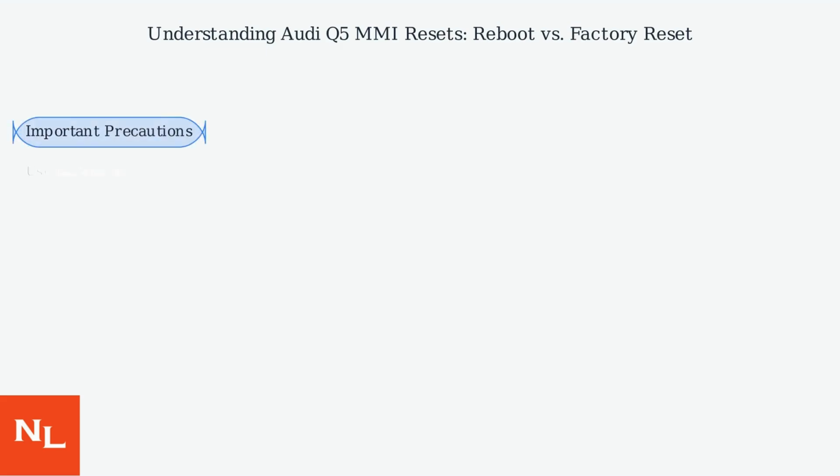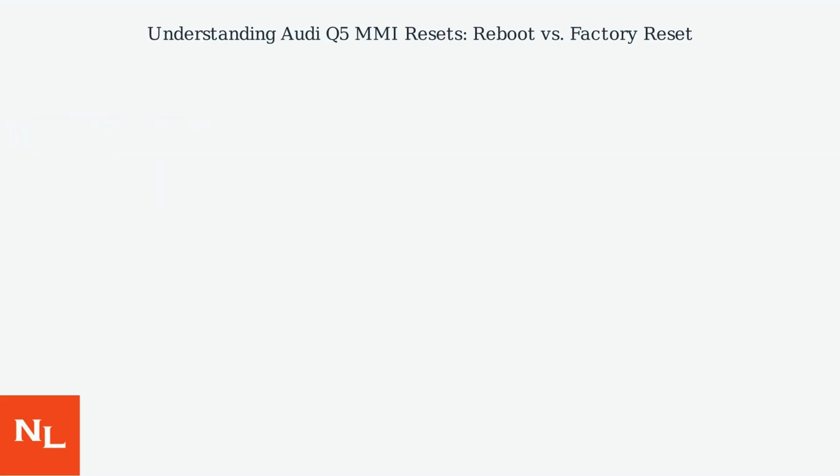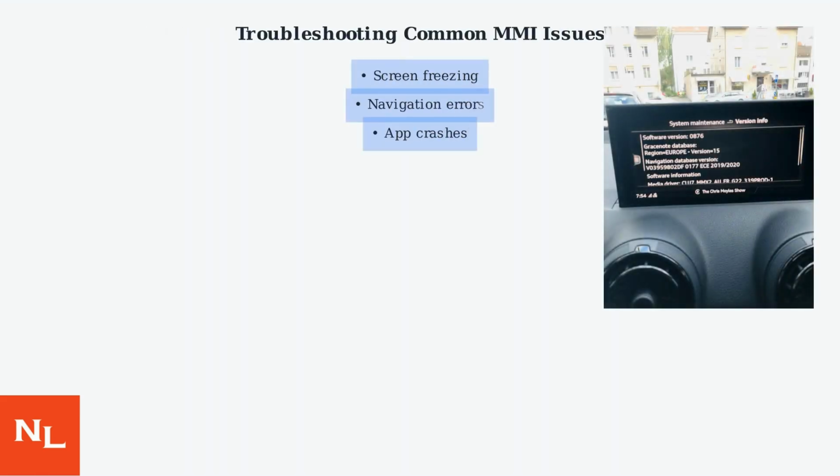Use factory resets for persistent problems or after software updates, but remember to back up your data first, as it will be deleted. Before resetting the MMI system, try to identify the problem. Common issues include screen freezing, navigation errors, or app crashes.